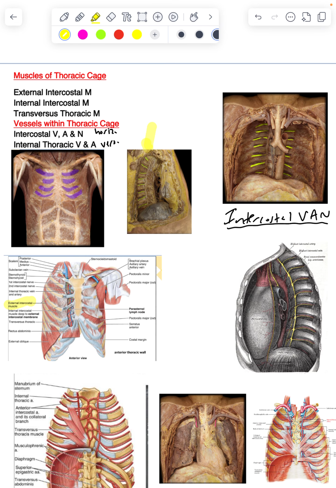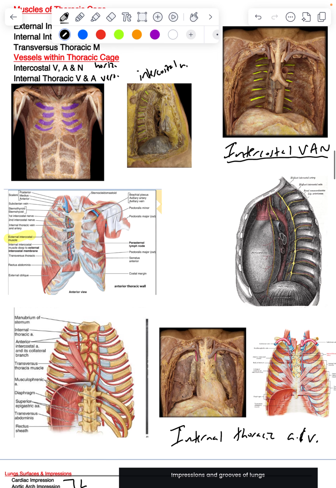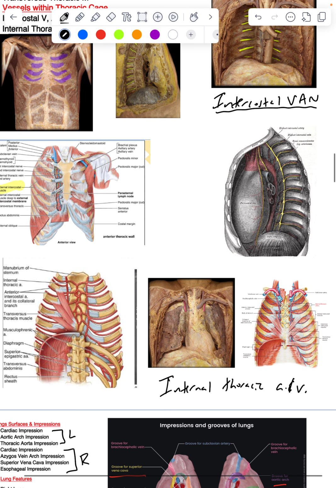Here are your intercostal nerves. This is an example of intercostal nerves. This is on the posterior side. And then internal thoracic will be more vertical. So this is an example of an internal thoracic artery or vein. And then from there, you just distinguish between them.